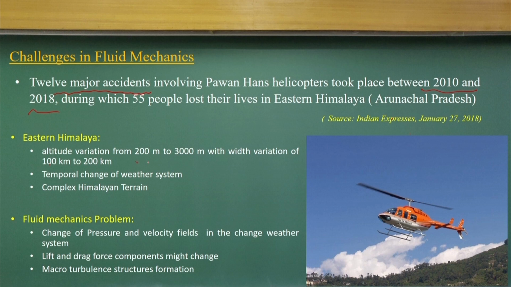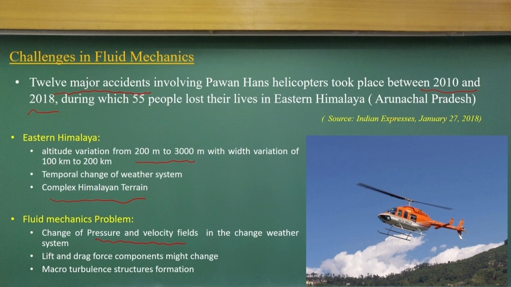Let us understand what the eastern Himalayas are. If you look at it, there are really different altitudinal variations. Altitudes vary from 200 meters to 3000 meters over a width of 100 kilometers to 200 kilometers. So large variations of altitude happen within an aerial distance of 100 to 200 kilometers, and there is a complex Himalayan terrain. Today you can visualize how three-dimensional Himalayan terrains are very complex.